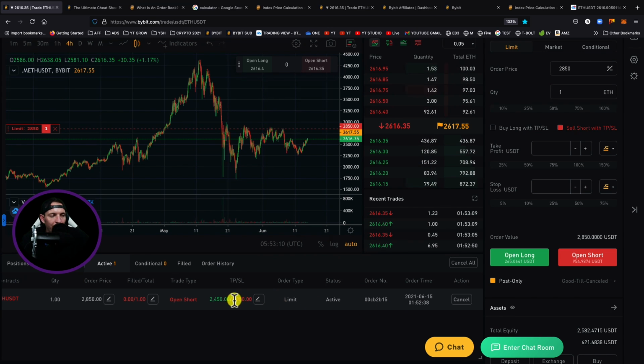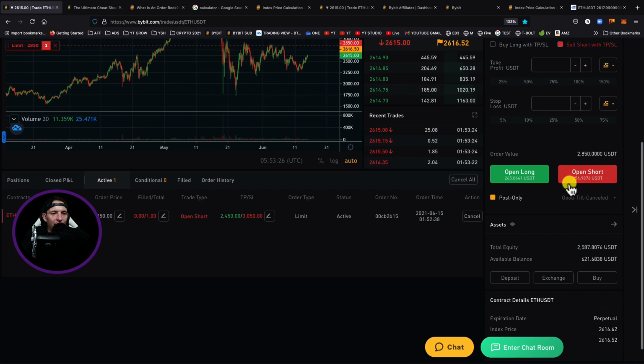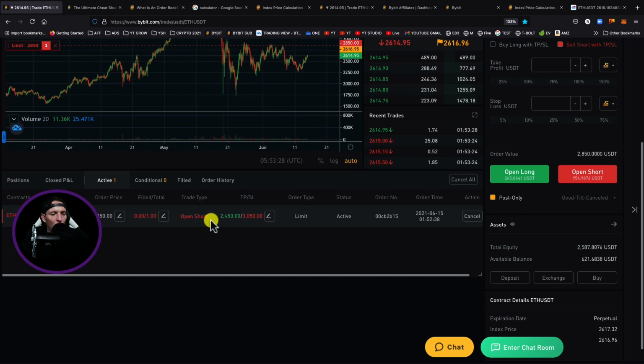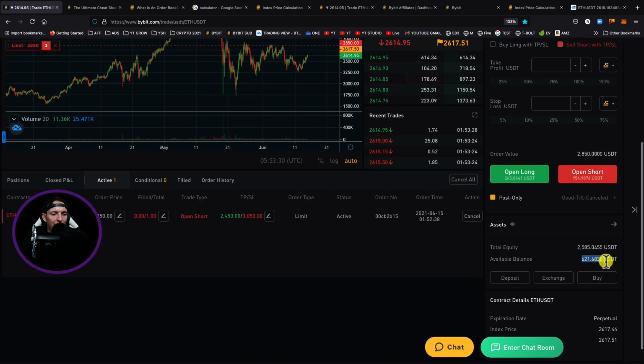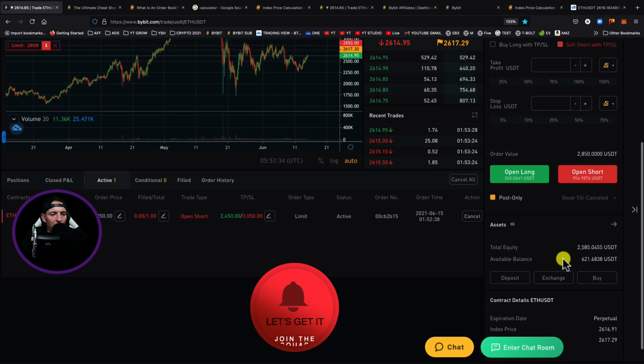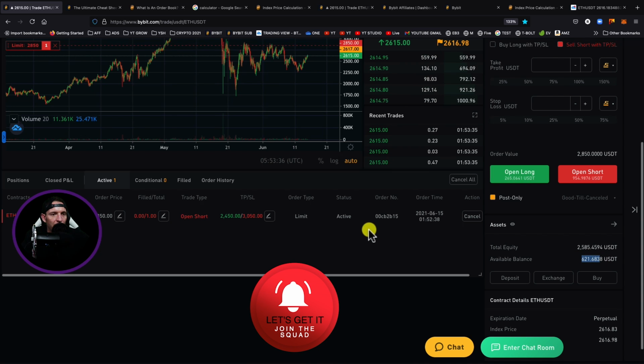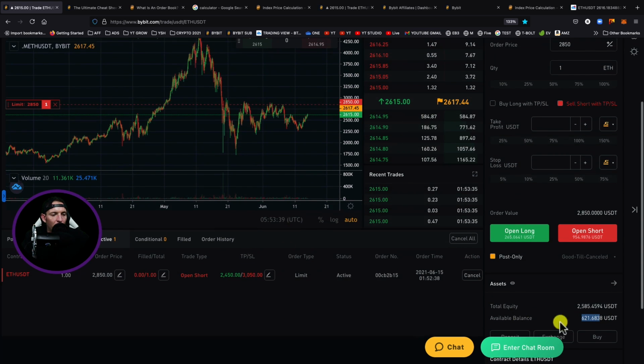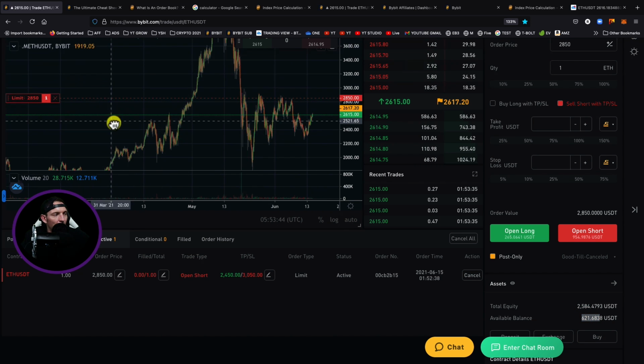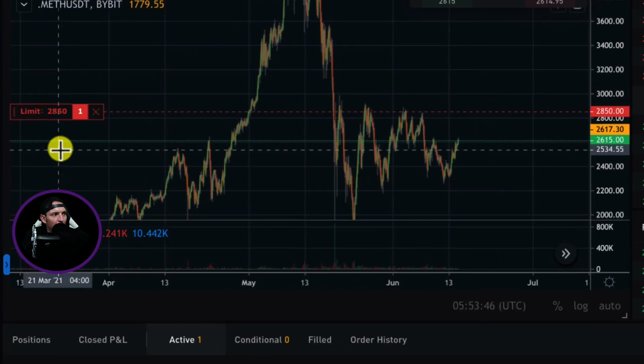Obviously, it can't go past your stop loss. And you can see that $954, now that it's open, was just deducted from my available balance. So my available balance right here now is $621. If I come over here and I cancel that out, it'll automatically put that available balance right here. And you can see over here on the charts, it instantly put my limit buy order right here.